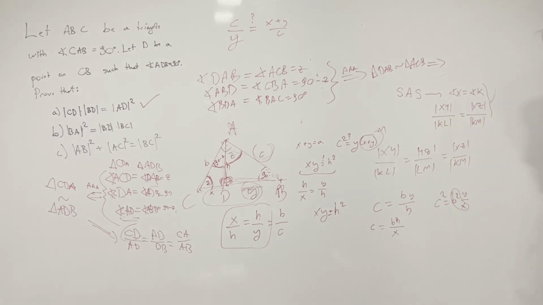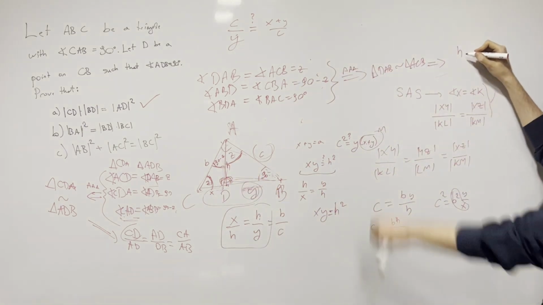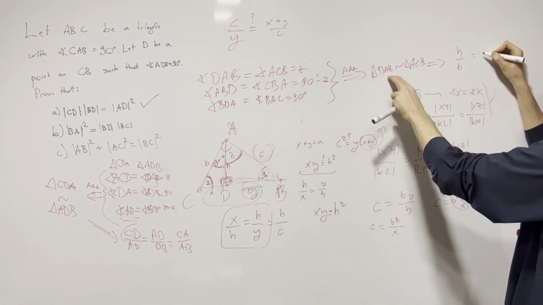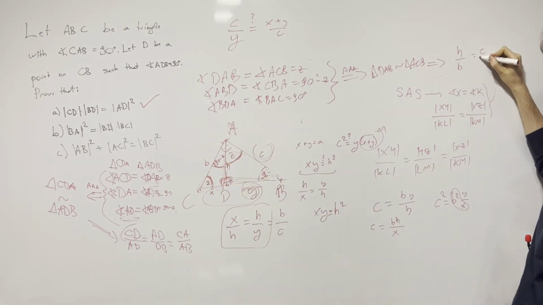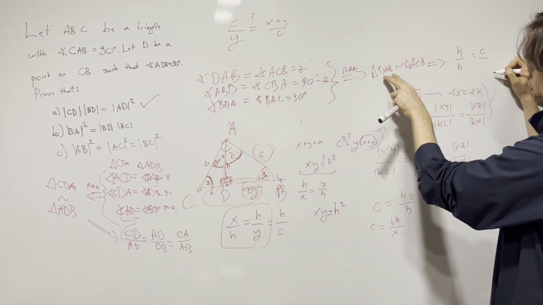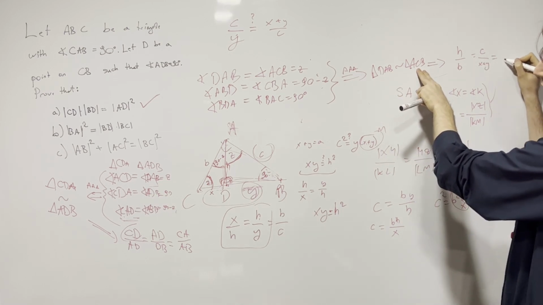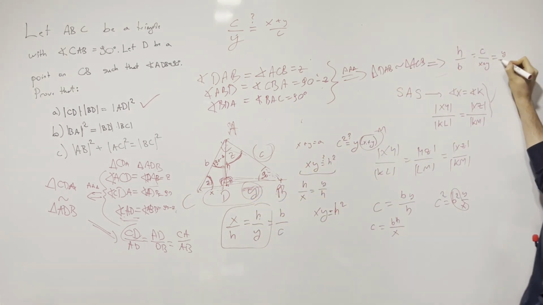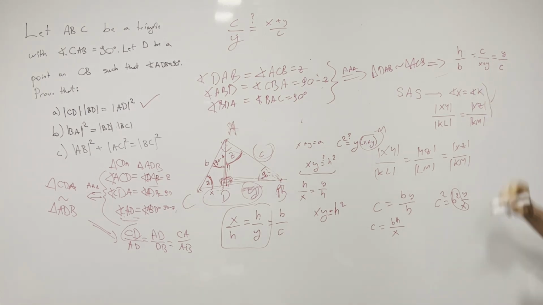And now what does the similarity imply? DA, which we'll now write directly as DA is H over AC is equal to what? AB, which is equal to C, over CB, which is X plus Y. And finally, I have DB, which is equal to Y over AB, which is equal to C. And from here, what do I get?